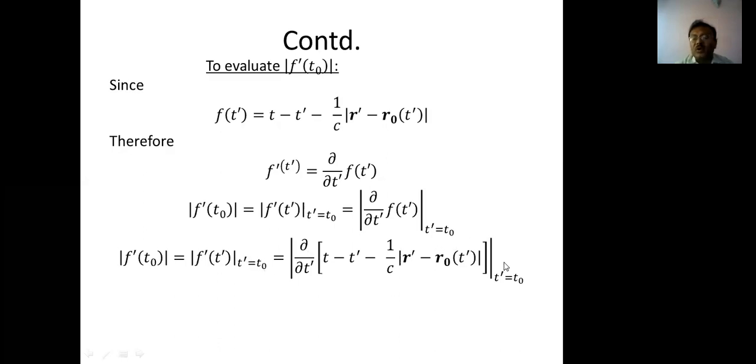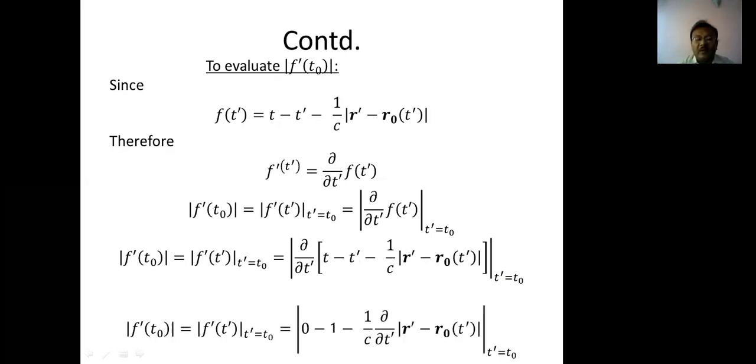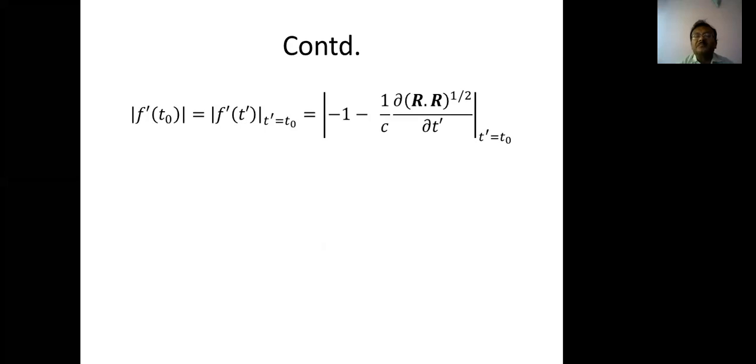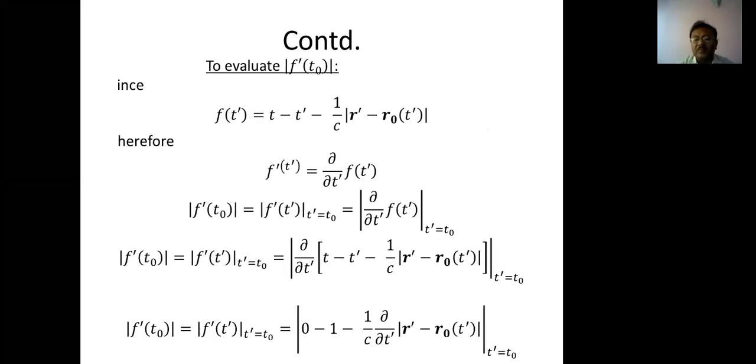So this comes out to be the mode, evaluated at t prime equals t naught, of dou by dou t prime, and this whole bunch is your f of t naught, t prime. So again we are doing the same steps here. The first term is 0 when we operate dou by dou t prime, the second one is dou by dou t prime of t prime, which is 1, and the third one is 1 by c dou by dou t prime of this whole bunch, which is r, as we defined already. So this is dou r by dou t prime, where r is not the vector, this is the magnitude of vector r.